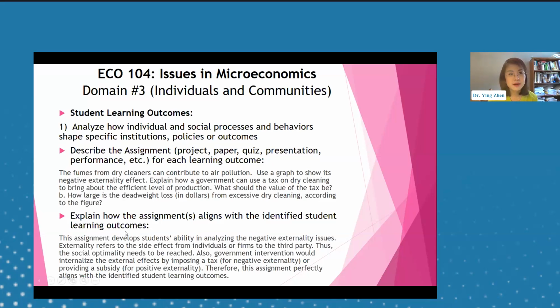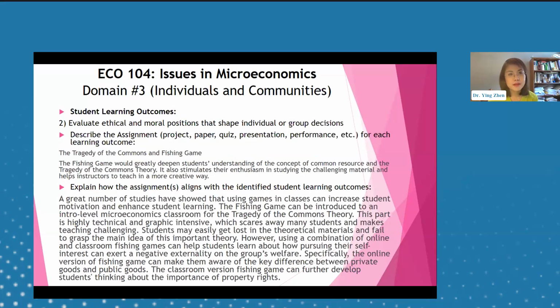And the other student learning outcome is to evaluate ethical and moral positions that shape individual or group decisions. So for this student learning outcome, my assignment is a very classical and old-fashioned one, the fishing game. So I just use the fishing game to teach the tragedy of the commons, and there are so many different versions of the fishing game.